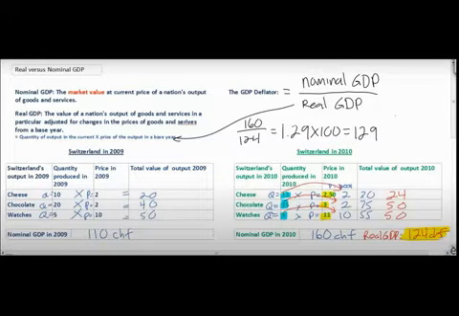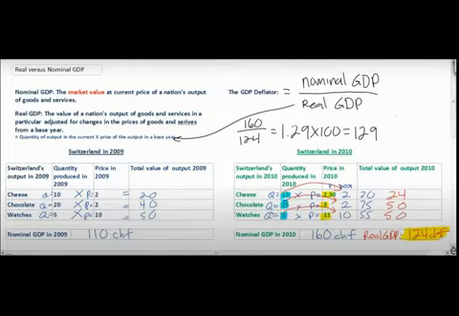Okay, so ngayon, let's see what's the difference between nominal GDP and real GDP. So, tingnan natin yung pagkakaiba ng dalawa, kung ano yung mas accurate na gamitin. So, let's see. Here we have two years. Meron tayong 2009, meron tayong 2010. Okay? So, for 2009, ang bansa natin is Switzerland.